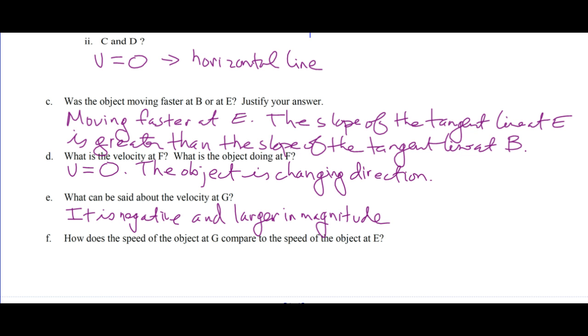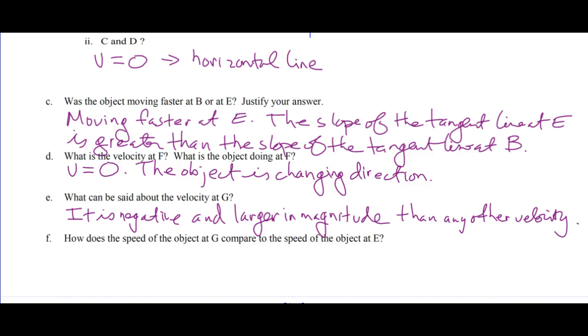What's the magnitude of the velocity? It's just the speed, right? It's just the size of the velocity. It's how big. We don't care about the direction at this point. So we've said it's negative and it's larger in magnitude than any other. How does the speed of the object at G compare to the speed of the object at E?